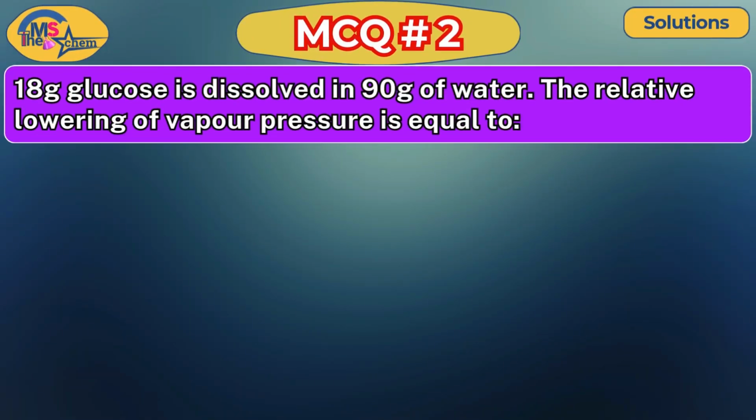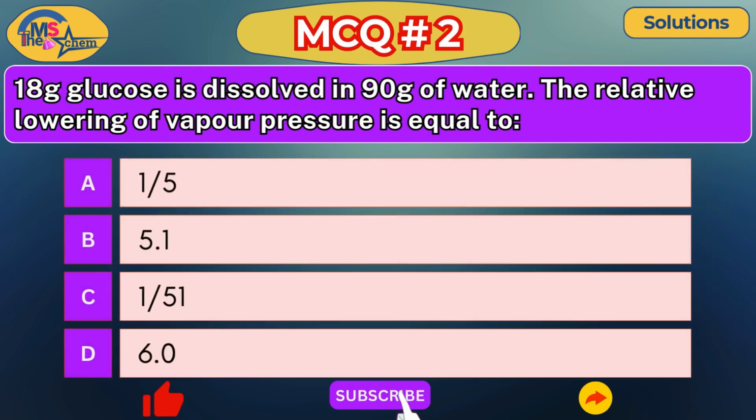And now question 2 is 18 gram glucose is dissolved in 90 gram of water. The relative lowering of vapor pressure is equal to, here are the four choices given. Option A is 1 over 5, option B 5.1, option C 1 over 51 and option D is 6.0. The true answer to this question is option C 1 over 51.